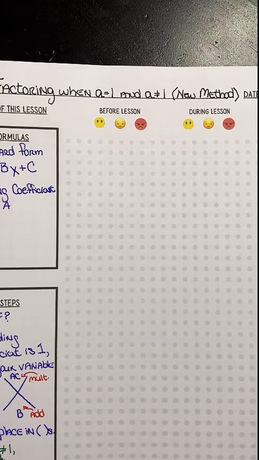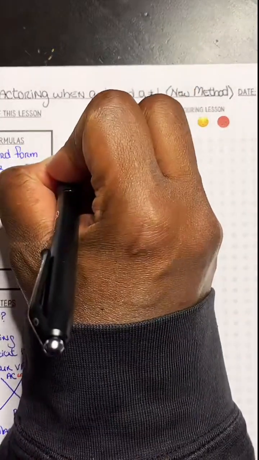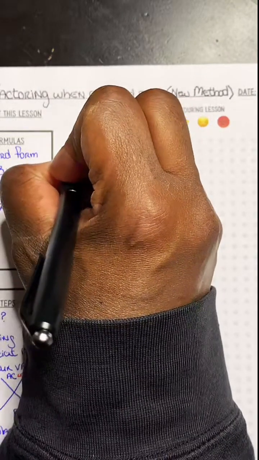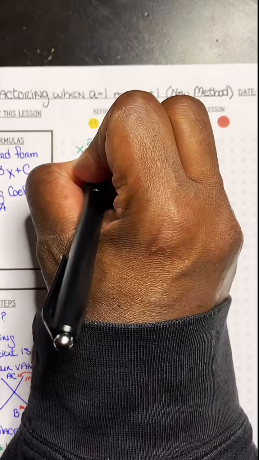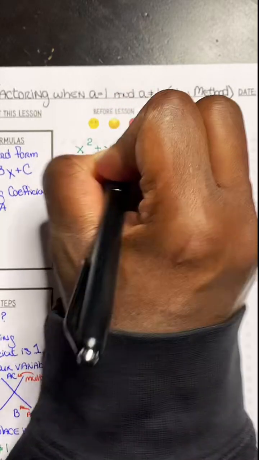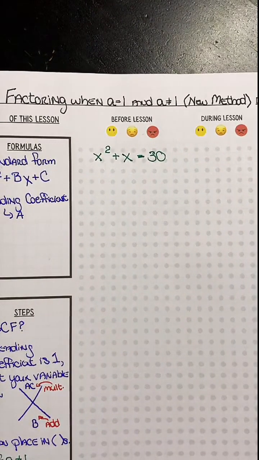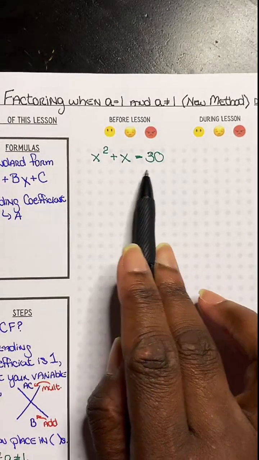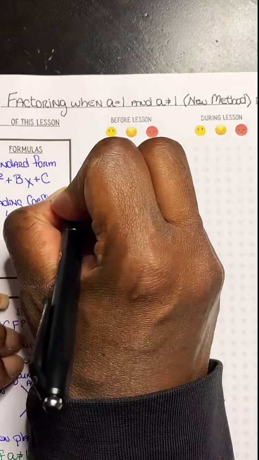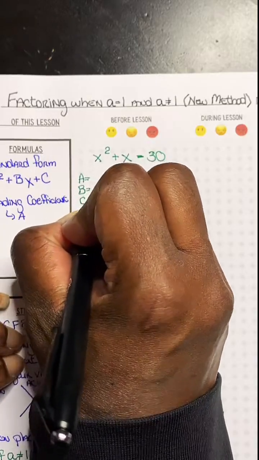All right, so let's start when our a value is equal to 1. So let's say we have x squared plus x minus 30. I feel like I don't know how to write anymore. All right, so we have x squared plus x minus 30. So when I go over here, I'm saying, what is my a? What is my b? What is my c?